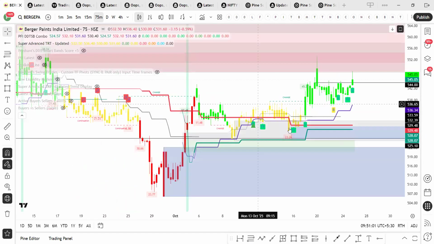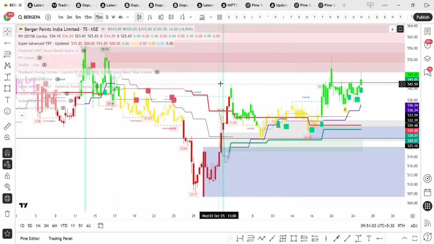Now, are there very high PFI numbers? This is just 2 times high, not very high. So I would look for first target partial profit booking, and I will keep stop loss below this based on 75 minutes. So if candle closes below this, I will exit. Sometimes what happens, it comes down and reverses again.